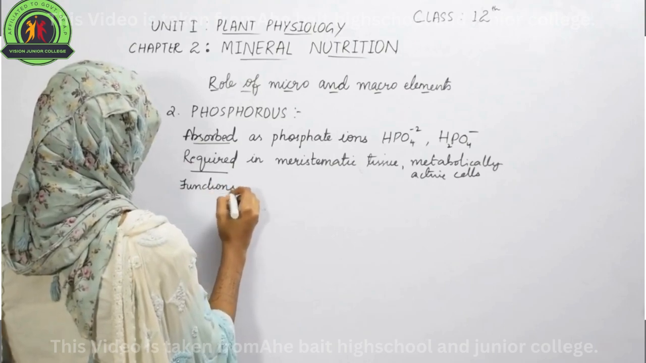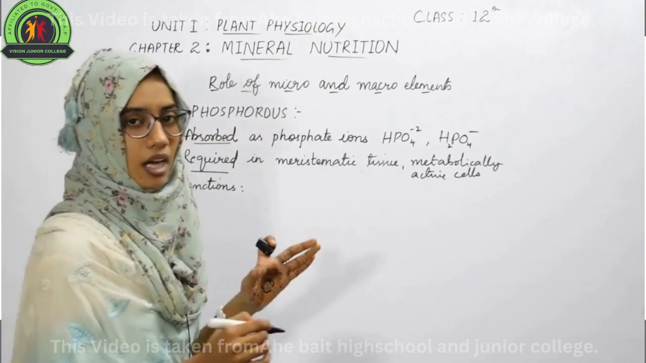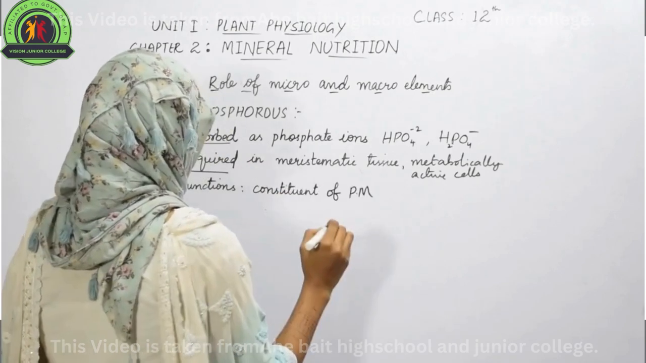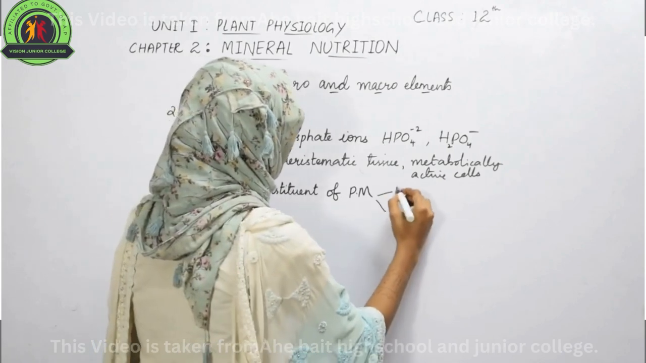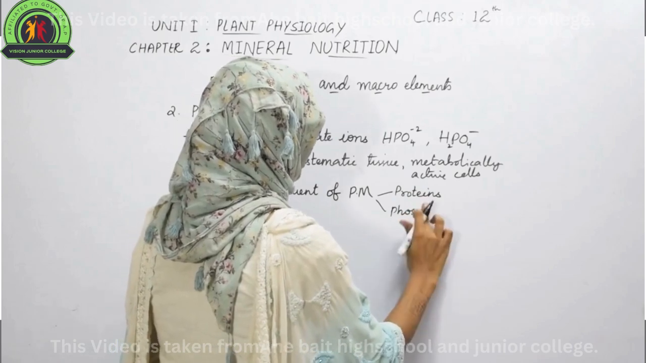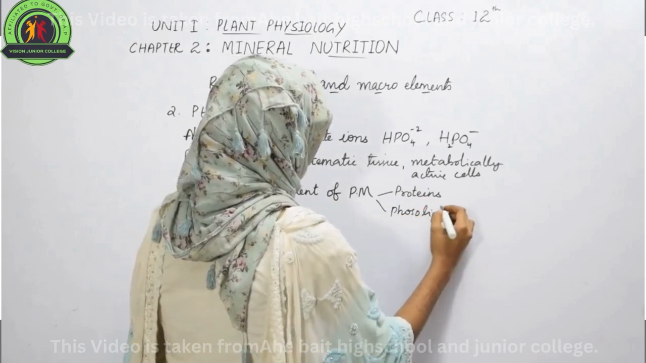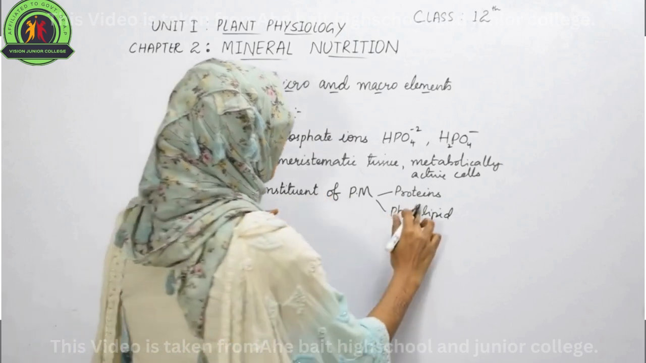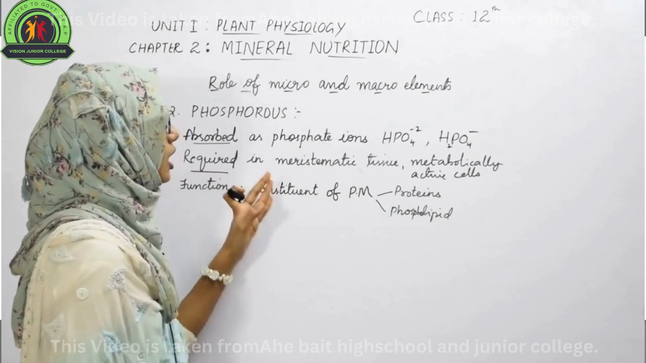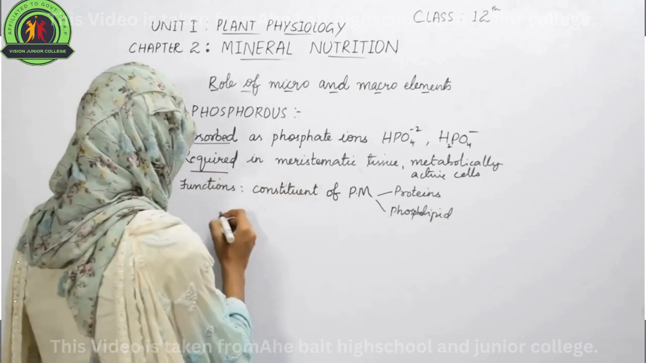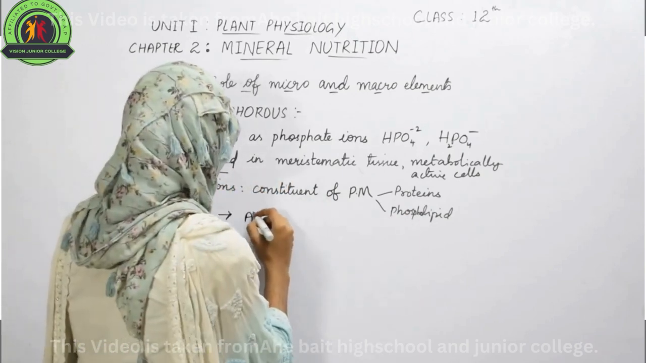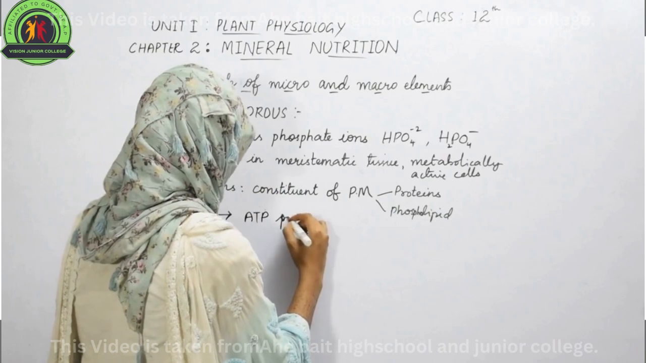functions of phosphorus. The phosphorus element is an important constituent of the plasma membrane. As the plasma membrane is made up of proteins and phospholipids, the phosphorus binds to the lipid molecule in the structure of the plasma membrane. In this way, phosphorus is an important constituent of the plasma membrane. The next function is similar to that of nitrogen. It is also used in ATP production.